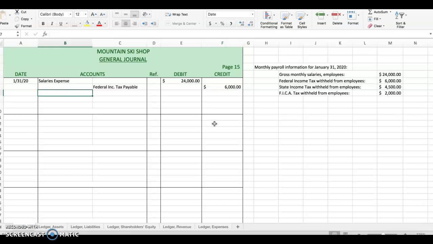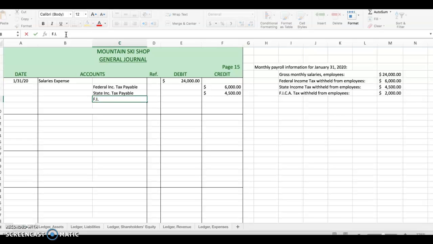The next one is done similarly. State income tax payable, and the credit here is $4,500. And again, that means it's increased, and we owe more money now to the state on behalf of the employees. And finally, we have the last liability account, taken out of or withheld from the employees' paychecks in the amount of $2,000.